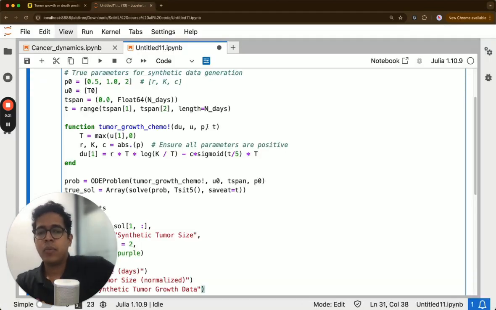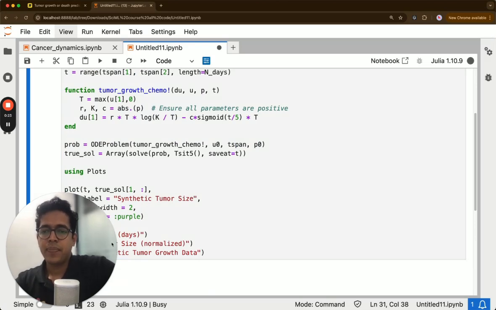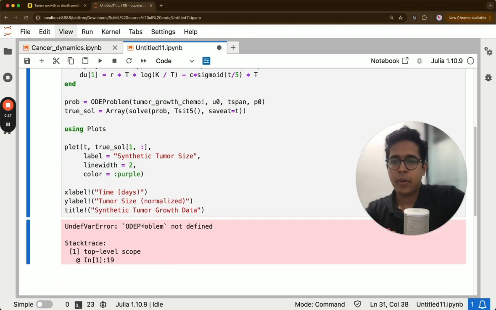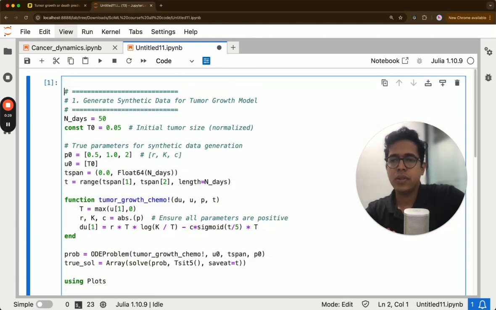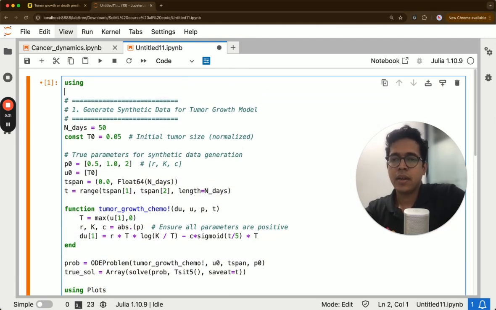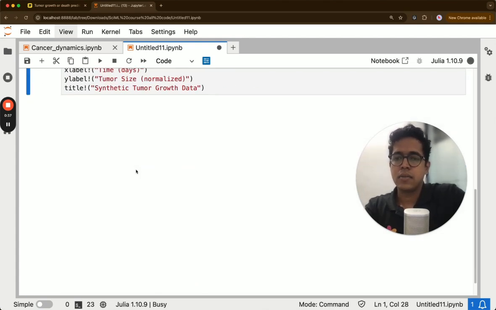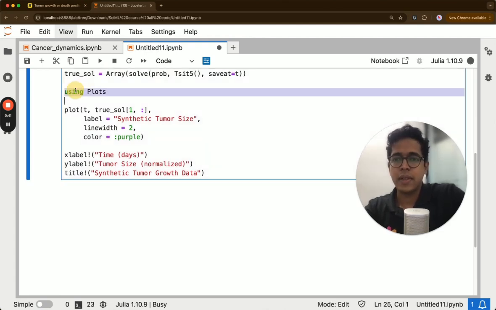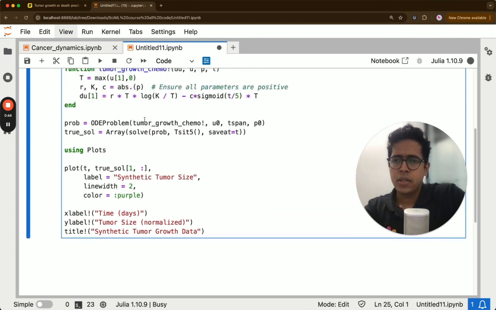First I'm going to simulate the ground truth data. Here itself there will most likely be an issue, because, okay, the ODE problem is not defined. So what we can do is use DifferentialEquations.jl. That is one package which we will need. Most likely Plots also we will need. Okay, actually that we are using here, using Plots. Now hopefully this may work. Let's see.